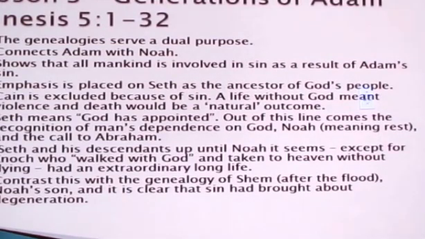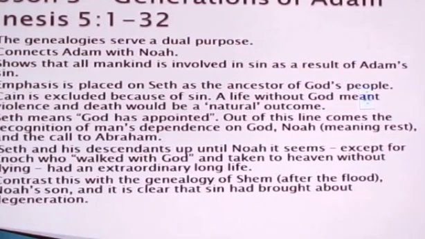And in this case, Cain is excluded because just before, in chapter 4, you have a little bit of a genealogy with Cain. And so they contrast the two, to say that the one was led to violence and death, while the other was a forerunner, or an ancestor, of God's people. So Cain is excluded from this genealogy because of sin. A life without God, when violence and death would be a natural outcome.